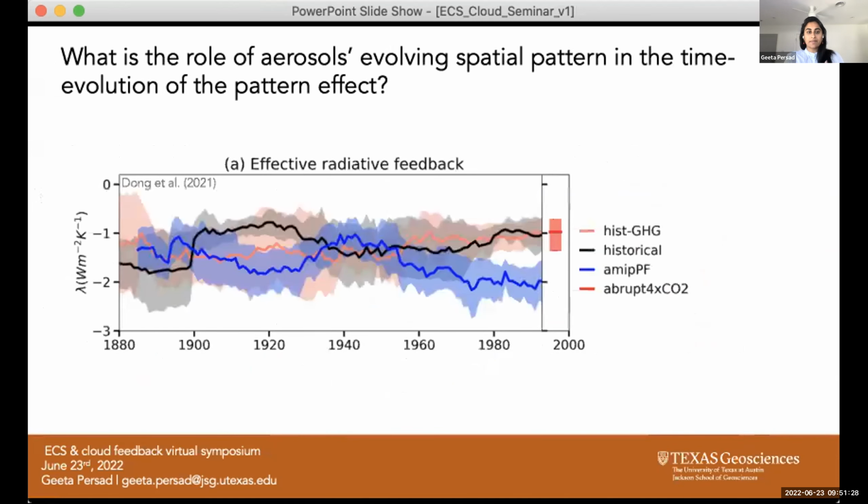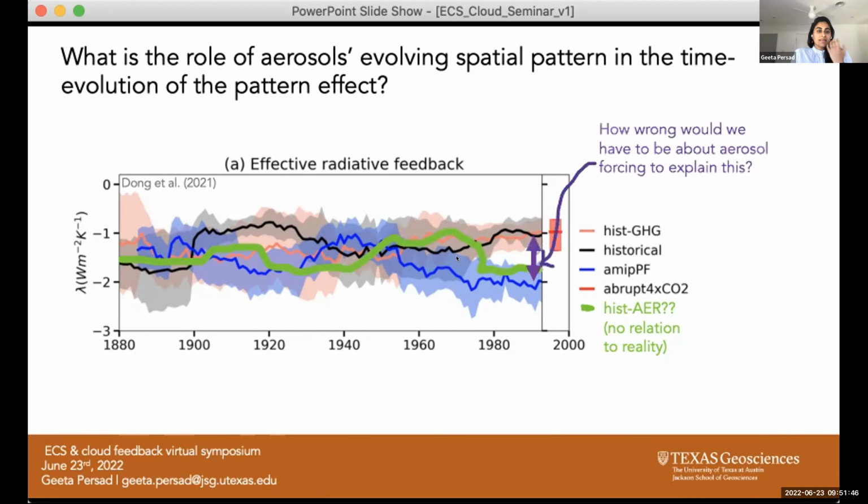All right, so if we look back at that historical evolution that I showed before, what would adding a historical aerosol-only line to this look like? How much of the variability in the historical coupled line does that explain, especially in comparison with historical greenhouse gases?